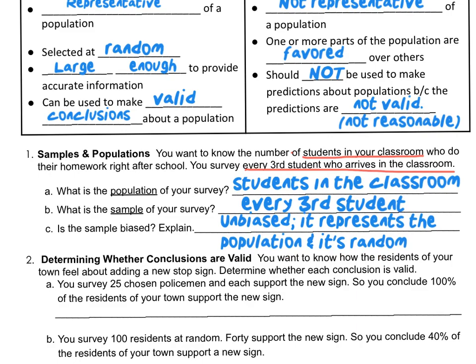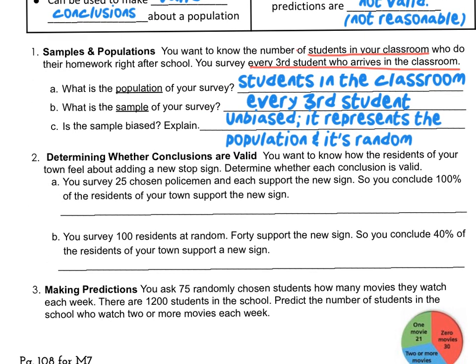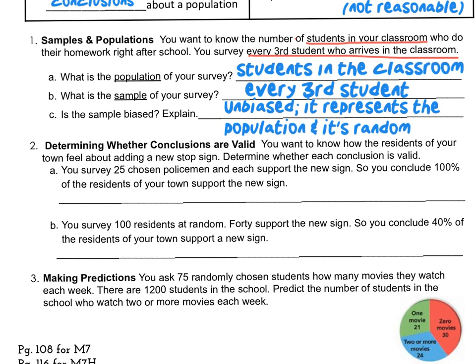Okay, let's take a look now at question 2, determining whether conclusions are valid. Now, we can only make valid conclusions when we are using unbiased samples. So let's look at this question. It says here that you want to know how the residents of your town feel about adding a new stop sign. Determine whether each conclusion is valid. So we want to make sure that they are using unbiased samples, okay?